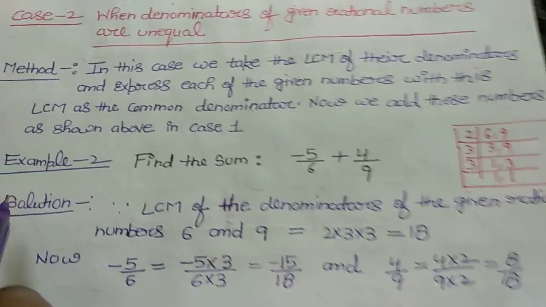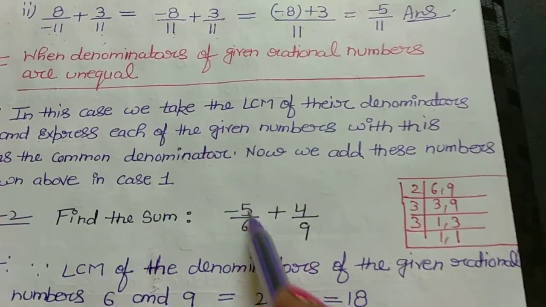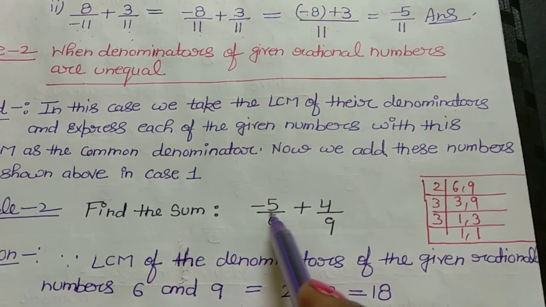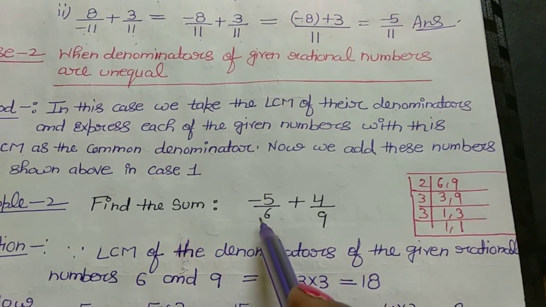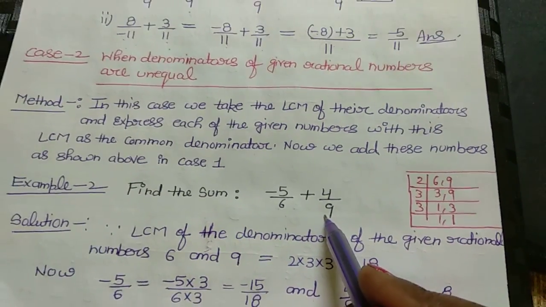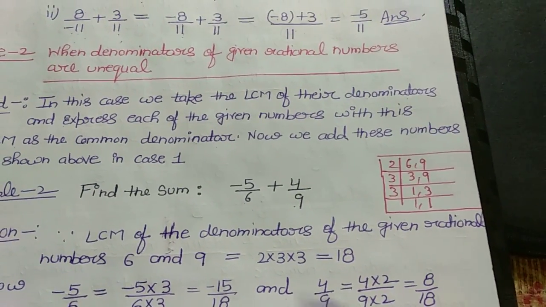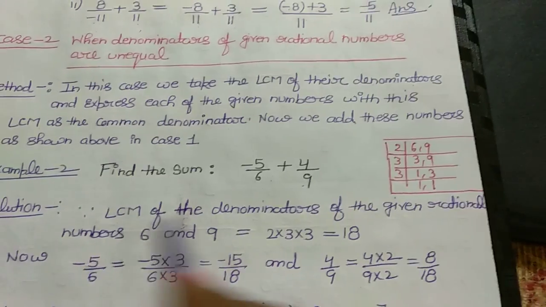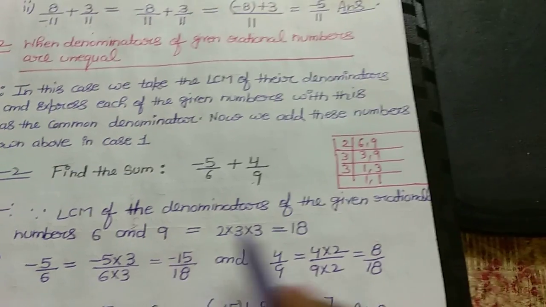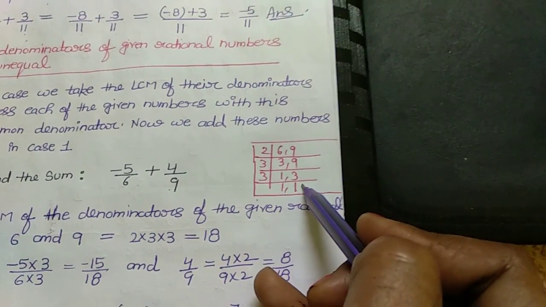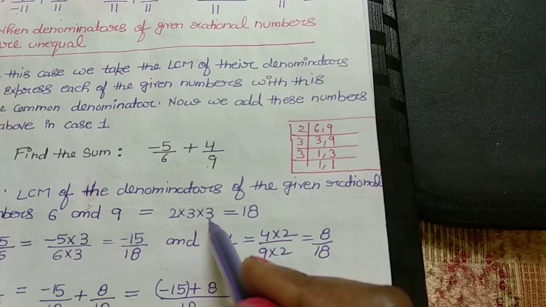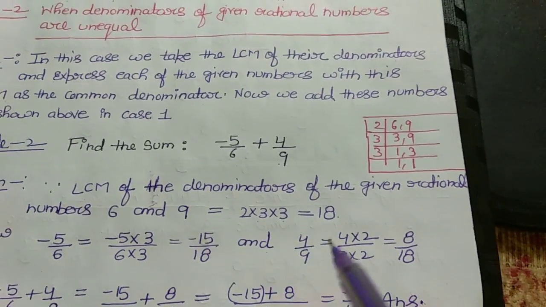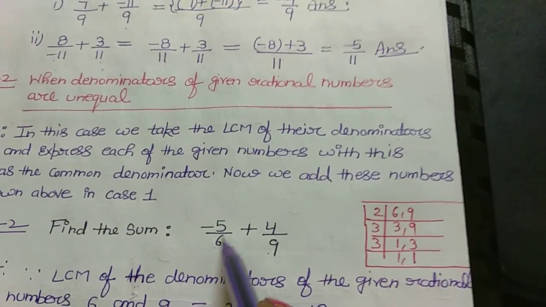How? See the example. Find the sum of minus 5 upon 6 plus 4 upon 9. Here these rational numbers have different denominators, 6 and 9. So we will convert the denominators 6 and 9 into the same denominator. So we will take the LCM of the denominators 6 and 9. You all know how to find the LCM: that will be 2 into 3 into 3, which is equal to 18. Then we will make 18 the denominator in both the rational numbers.